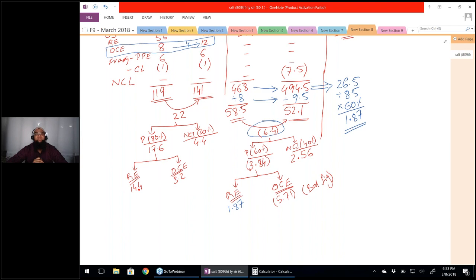Yes, Kareem, this means that 5.71 is basically the exchange loss. The remaining amount that we have calculated is due to the exchange rate movement.